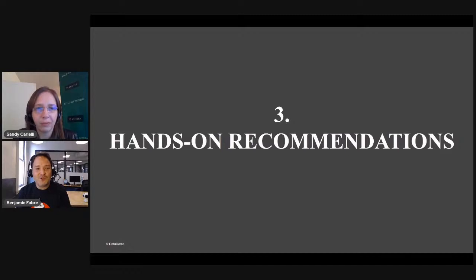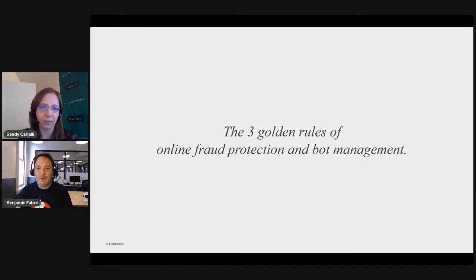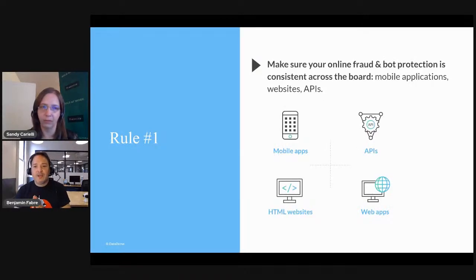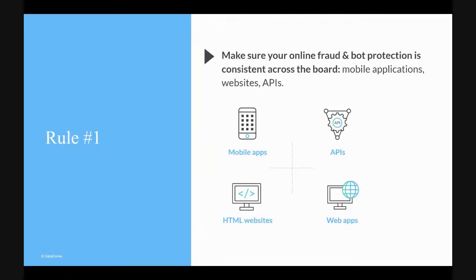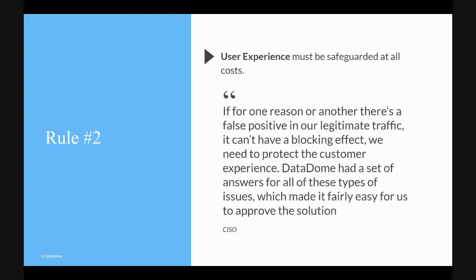So now let's move on to the hands-on recommendations. I'm going to share with you the three main priorities that our customers highlight when they decide to activate online fraud and bot protection. The first rule is to make sure that your online fraud and bot protection is consistent across the board. Mobile application, websites, APIs, web apps, etc. You want to make sure that all your applications are secured because again, bots will try to find the weakest spot in your stack.